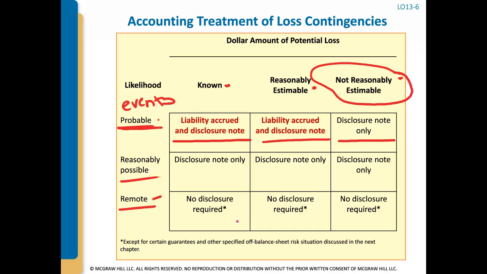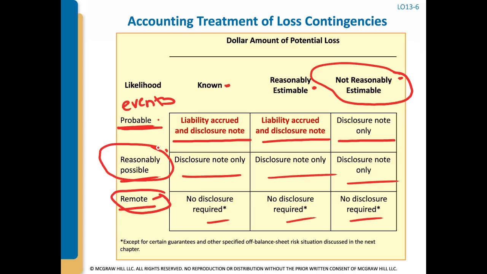If there's only a remote chance of, let's just say, the lawsuit winning, then you don't do anything. Nothing is done. No disclosure, no liability, nothing is done. If the event is reasonably possible, so it's more than a remote chance of us winning or losing, but less than probable of us losing, then whether you know the potential amount or not, it's just a disclosure in the notes saying, hey, this might happen, but we're not sure it's going to happen, so we're going to let you know about it because it might come up in the future.